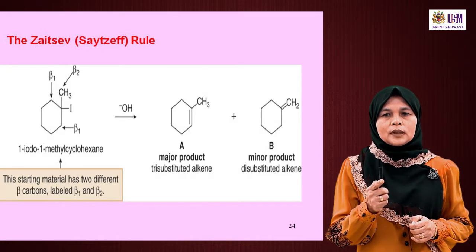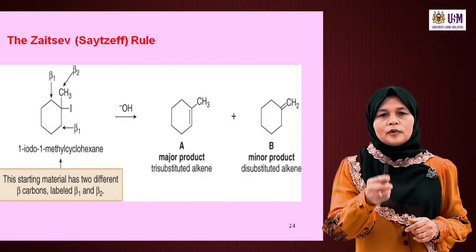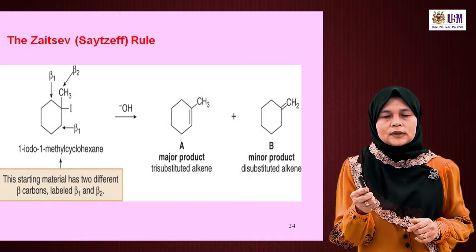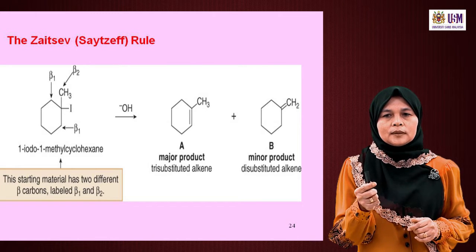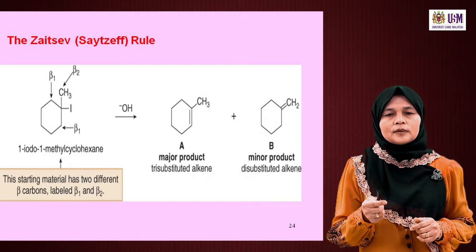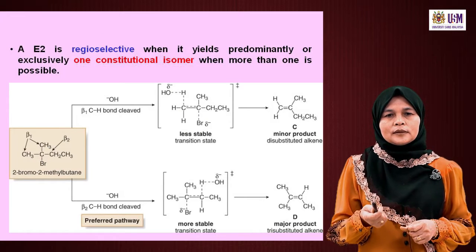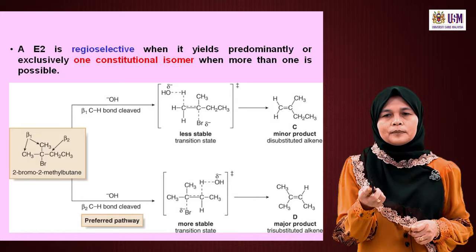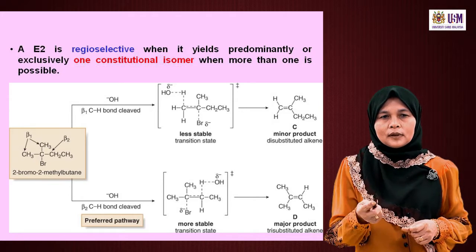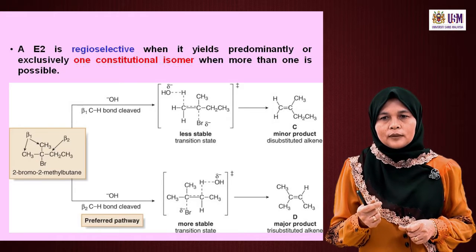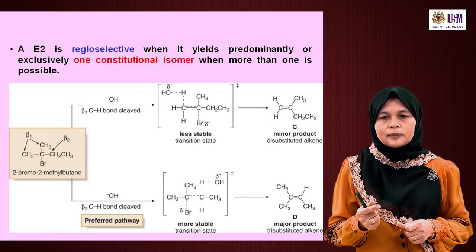The major product, which is A, is the more stable product, the one with the most substituted double bond. This phenomenon is called the Zaitsev rule. E2 is regioselective when it forms predominantly or exclusively only one constitutional isomer when more than one is possible.